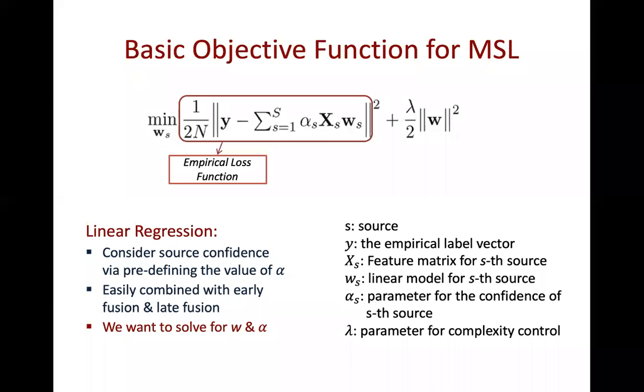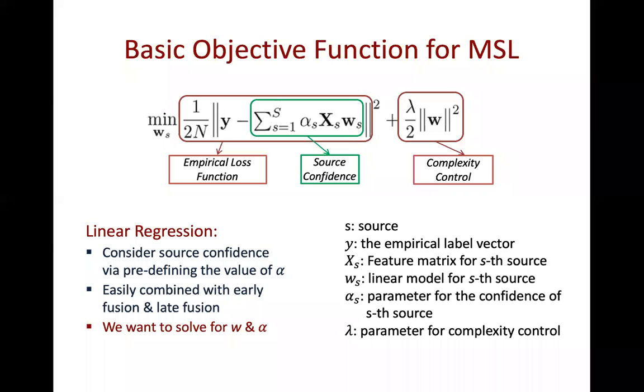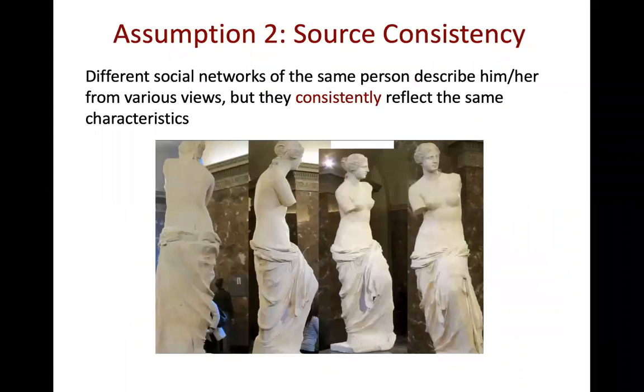So this is a basic idea. This is the empirical loss, and then this is the complexity control, the L2 norm, that is usually used as a regularization. We want to solve for W and also alpha. Alpha is basically the coefficients that help to combine the different data sources, and W is the actual weights that we want to learn through the linear regression. And this is also source confidence. The alpha S is a source confidence for each of the data sources. Just briefly, to let you know how it works.